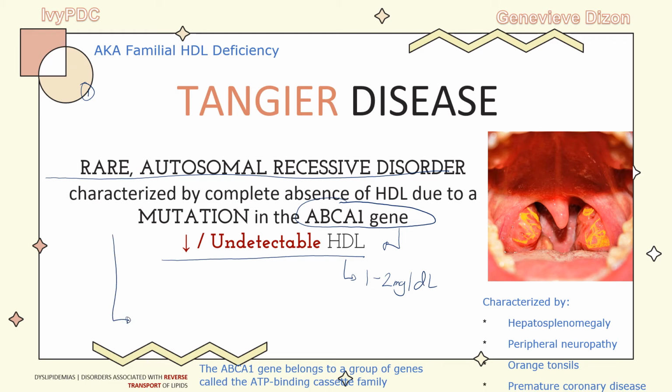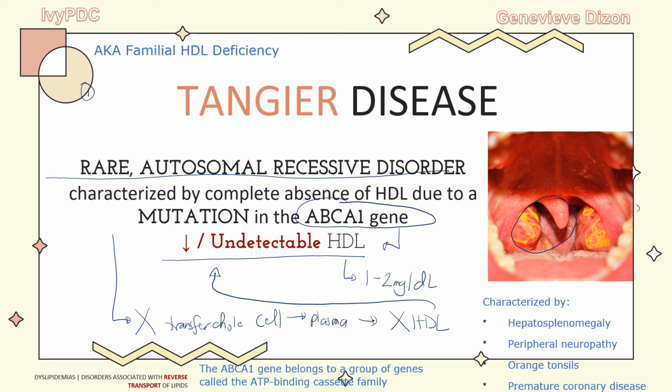The mutation leads to the ineffectivity or inability to transfer cholesterol, which is inside the cell, going to the plasma. Now, without this process, HDL cannot be formed, therefore leading to the decreased value. Pathognomonic to Tangier disease are the enlarged grayish or yellow-orange tonsils.